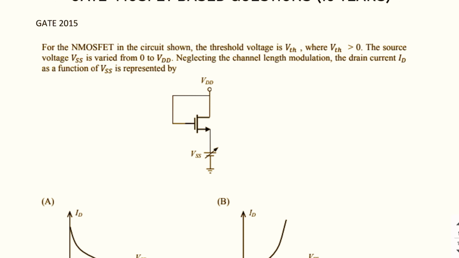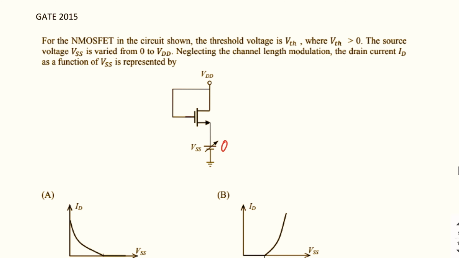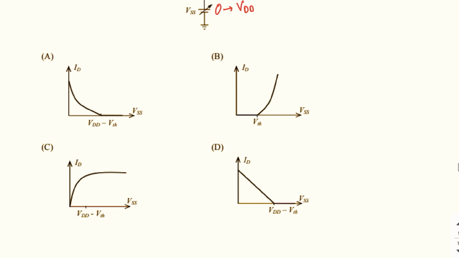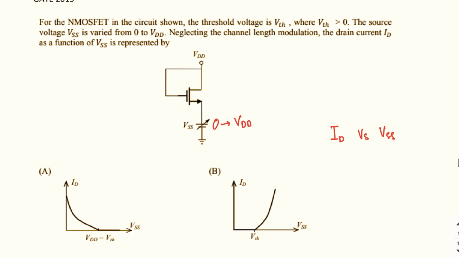For the NMOS FET shown in the figure, this is the first question. The threshold voltage is given to be greater than 0 and the source voltage VSS is varied from 0 to VDD. Neglecting the channel length modulation, the drain current as a function of VSS is represented by, so we are given 4 options and we need to select the correct plot between ID versus VSS for this configuration. In order to solve this question, first of all, we need to decide which mode this transistor is working in.